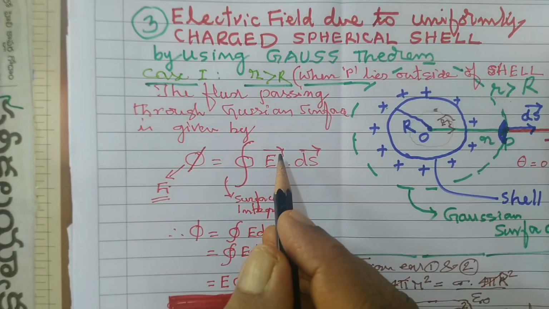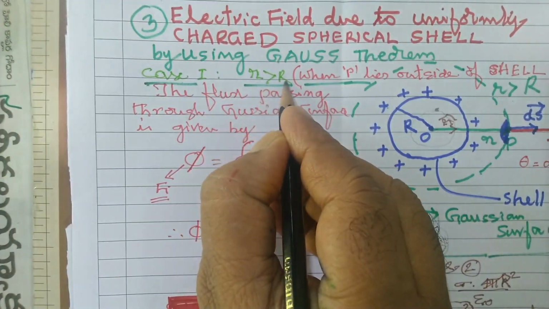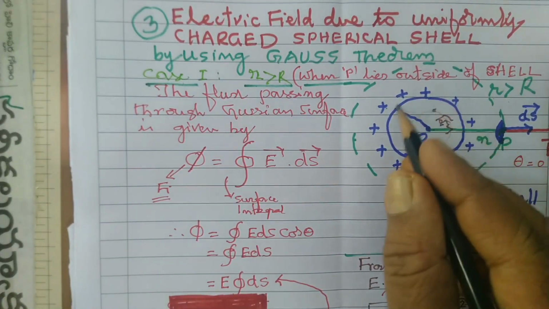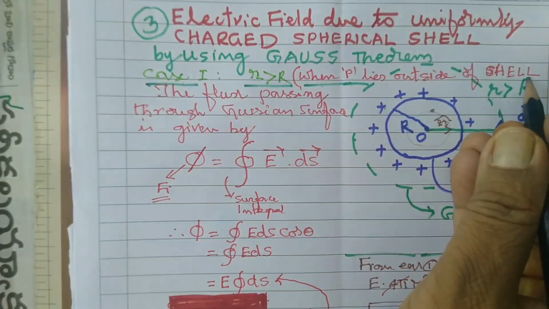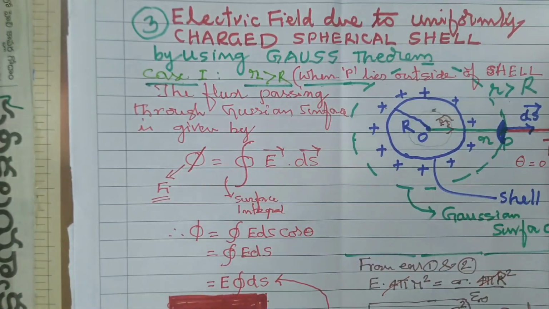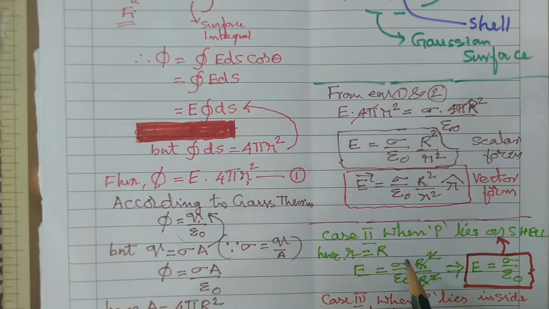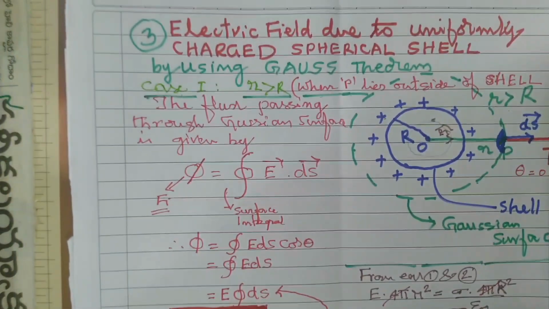Please listen carefully. First case, small r is greater than capital R, means that point P is lying outside of the spherical shell. I have written it here. When point P lies outside of the shell, that is the first case. Second case is when P lies on the shell. Third case is when P lies inside of the shell. All these three cases briefly I will explain.